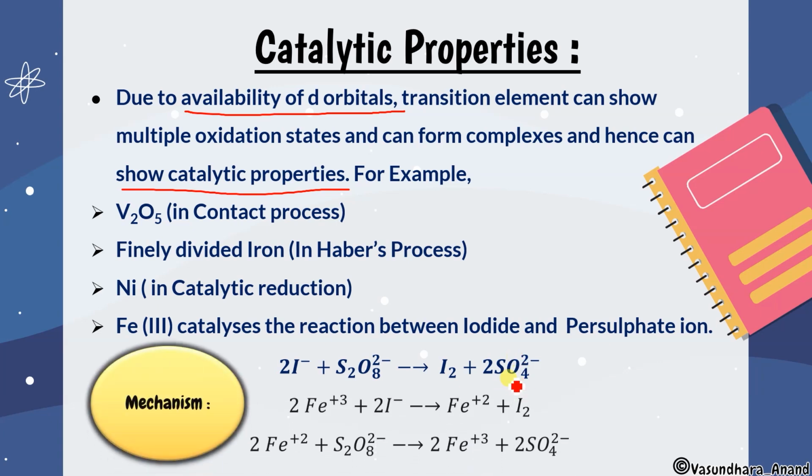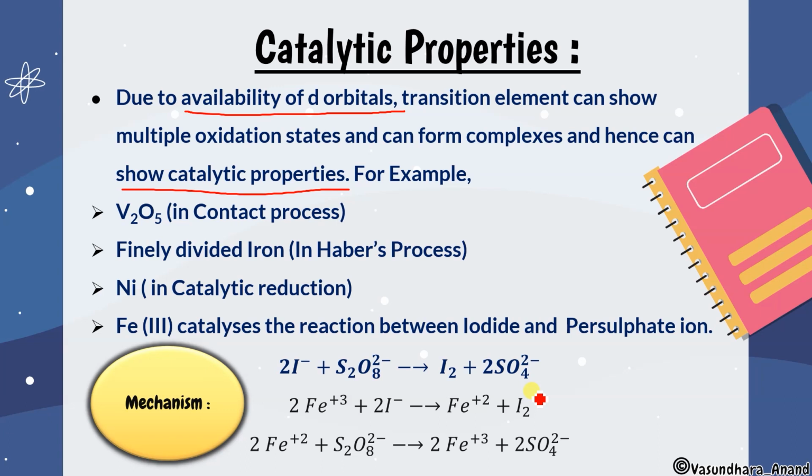The mechanism is: 2Fe3+ will react with 2I⁻ and give you Fe2+ and I2. Further, this Fe2+ that is formed is going to react with this S2O8 2-. Again, we'll get Fe3+ back, and this will convert into SO4 2-. Now, add both the equations and you'll get the previous one.